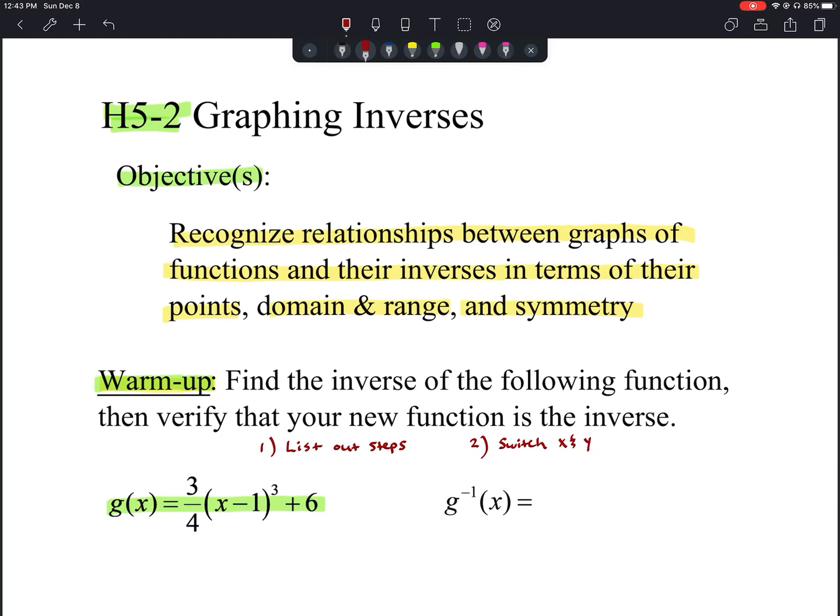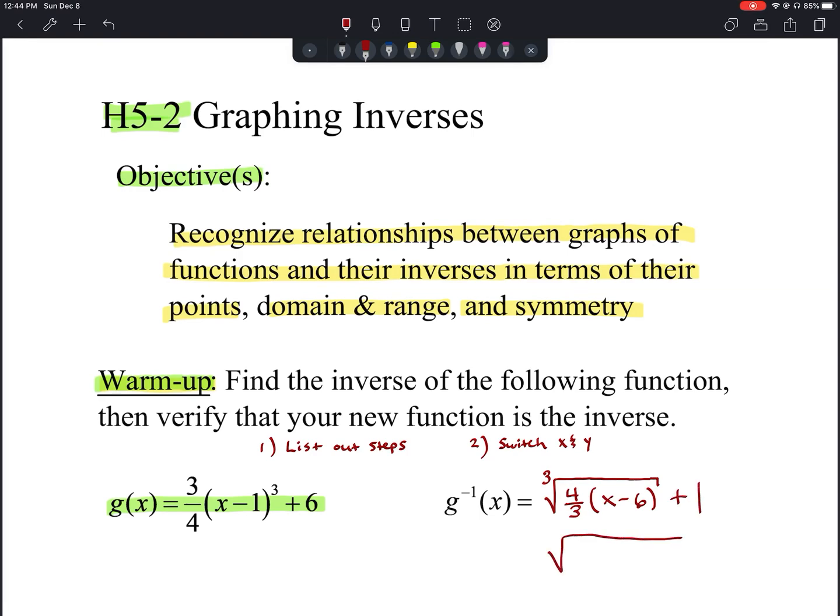Okay, the answer you should have gotten, the inverse of function g, should look something like this. Now there are a couple variations on this, depending on the way you simplified or the way you dealt with the fraction, but you should end up with the cube root of 4/3 times the quantity of x minus 6, and then afterward, outside of the cube root, you should have a plus 1.